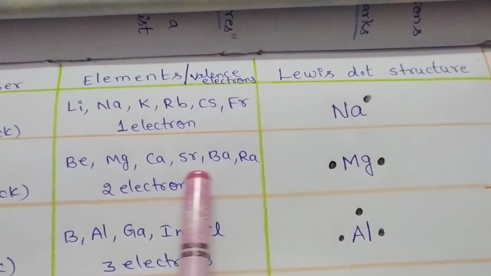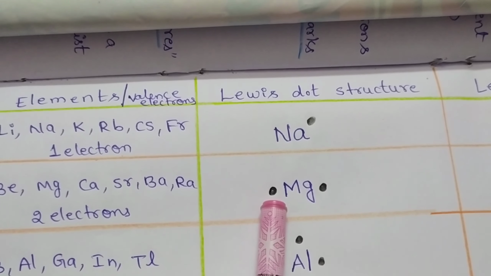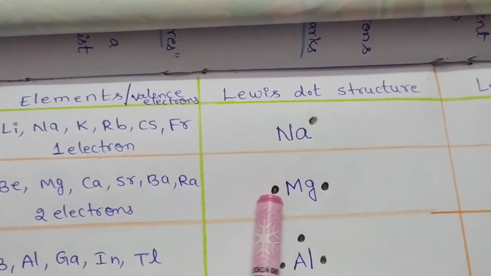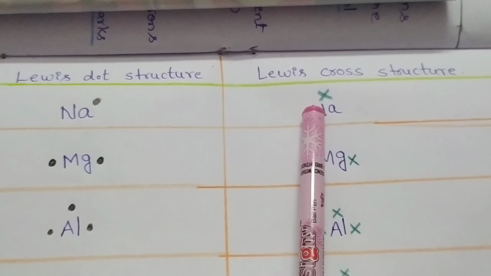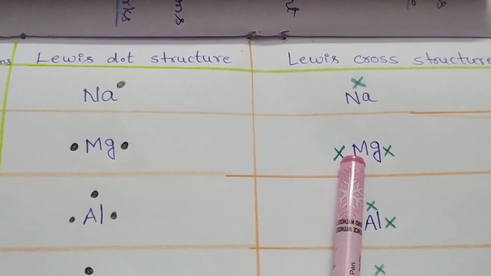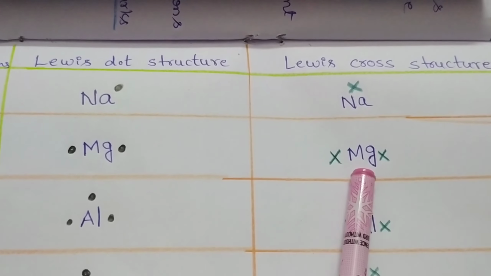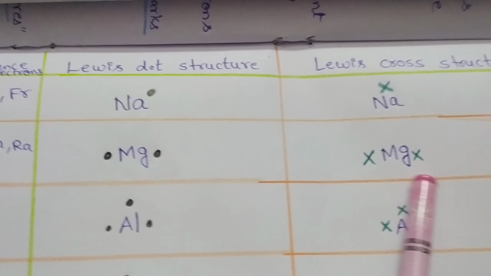Now we can take magnesium as an example here. We can put two dot symbols on either side of the magnesium element. According to cross structures, we can put two cross marks on either side of the magnesium element. This represents that magnesium contains two valence electrons.